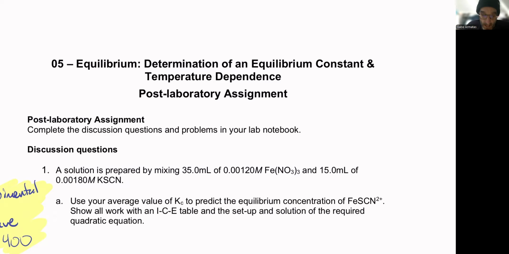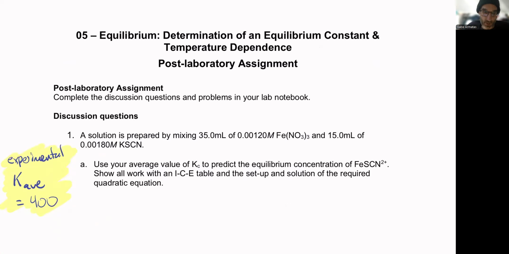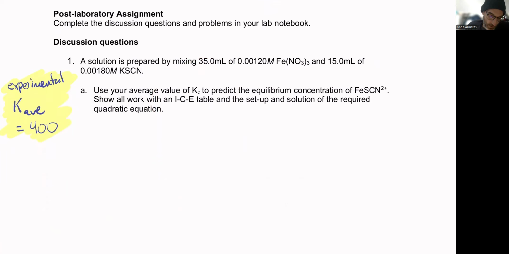So let's take a look at PostLab 5, determination of an equilibrium constant and temperature dependence. All right, so my experimental K average was 400. We're going to need that information for this. So my K average was 400. Sure, good enough. All right, so question one.